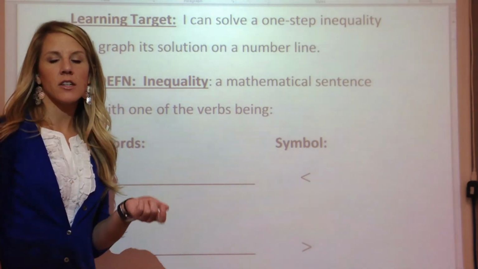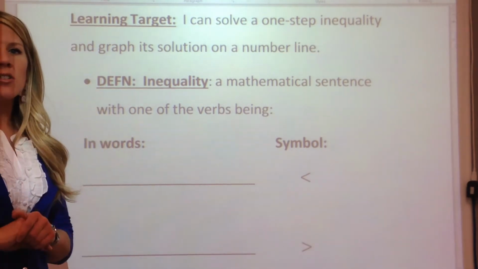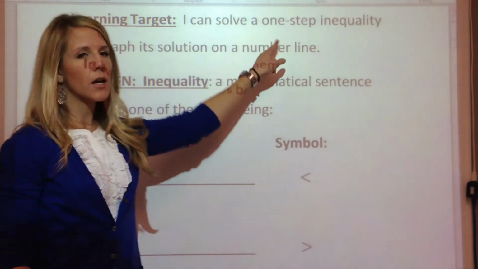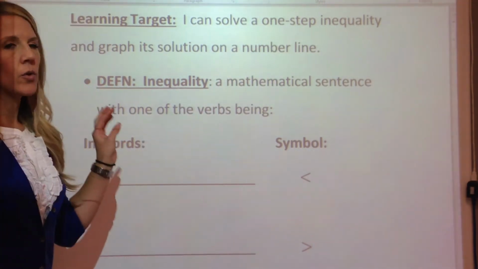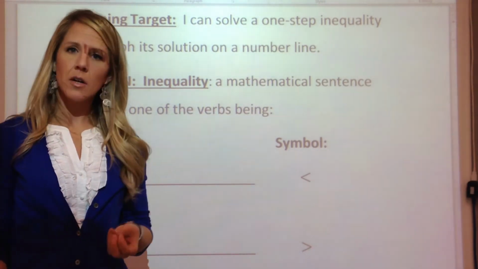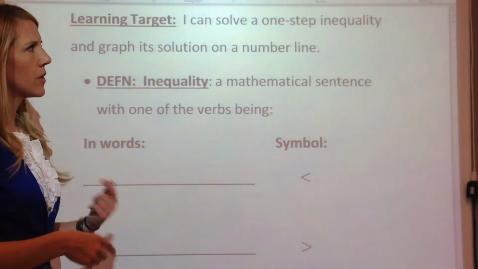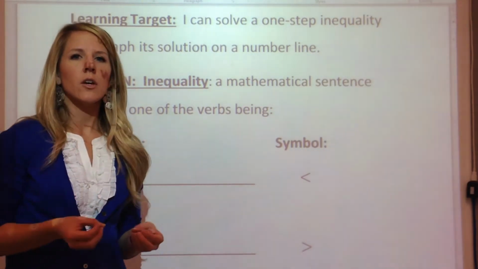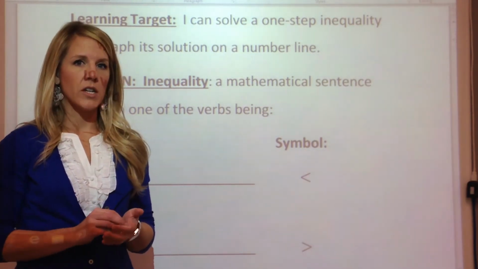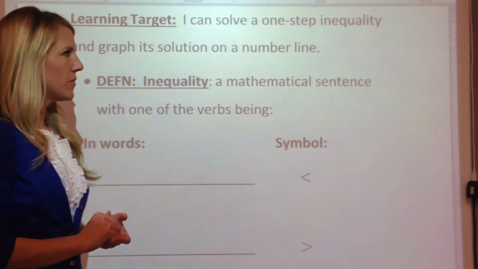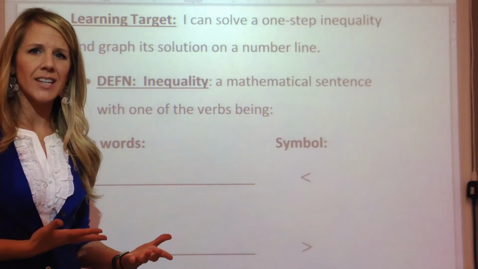Okay, so today we're doing section 3.6. We're going to be solving inequalities, and there will be one-step inequalities, and then we will graph the solution to that inequality on a number line. So you will see as we go through this, solving inequalities is very much like solving an equation. There's going to be one little difference. But first, let's talk about what an inequality actually is.